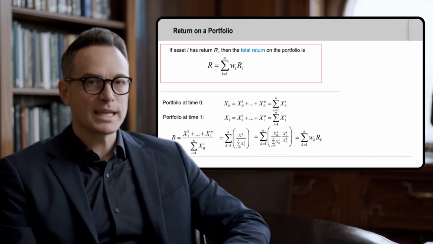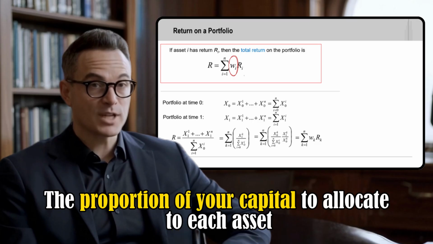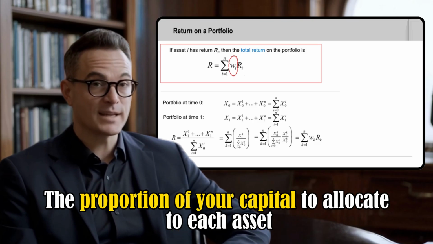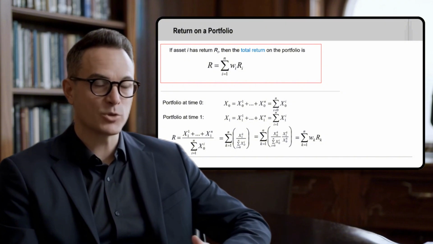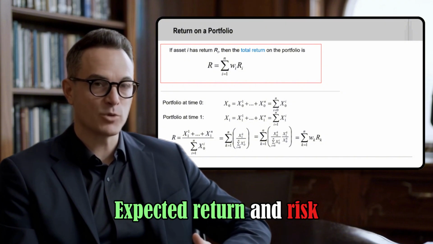Portfolio optimization is about choosing the weights, the proportion of your capital to allocate to each asset. At its core, you're trying to answer, how can I combine different assets to achieve the best trade-off between expected return and risk?